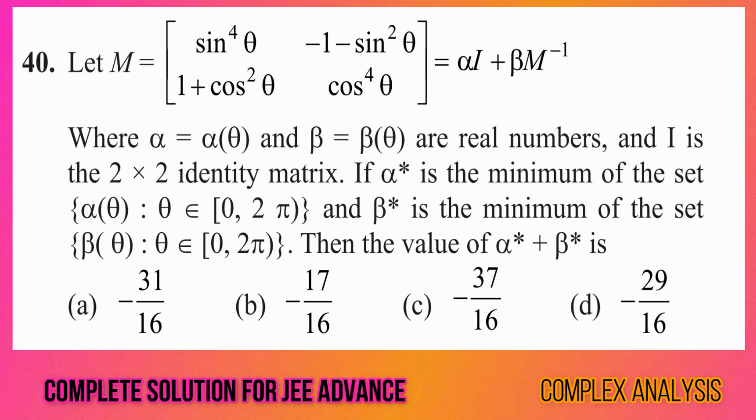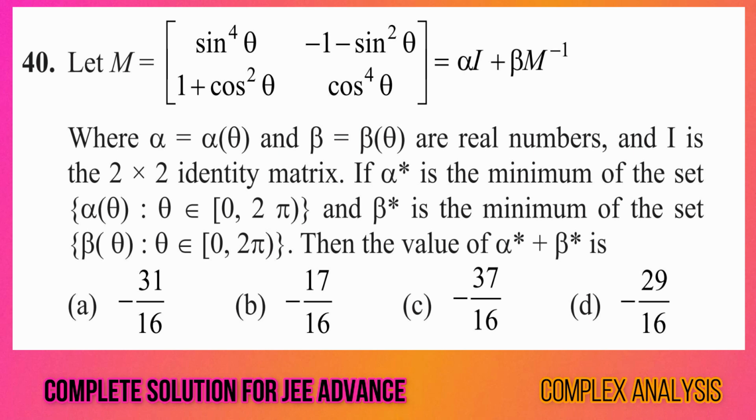Our question says that we have a 2 by 2 matrix M, with entries sin raised to 4 theta, minus 1 minus sin square theta, 1 plus cos square theta, and cos raised to 4 theta, which is equal to alpha I plus beta M inverse. Here alpha is given as alpha of theta and beta is given as beta of theta, because these are numbers in the form of theta, and they all belong to the real numbers.